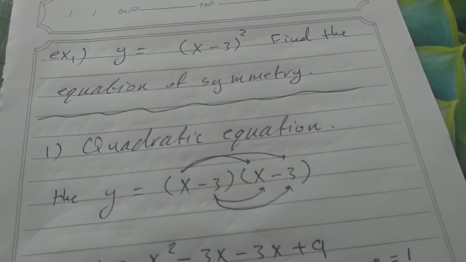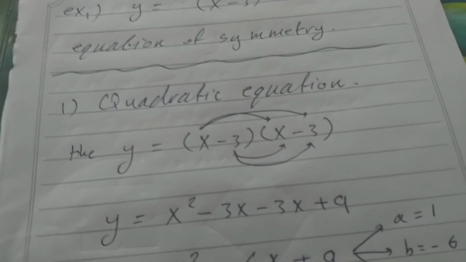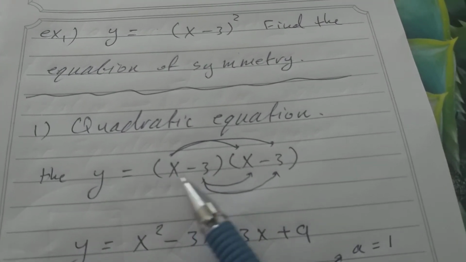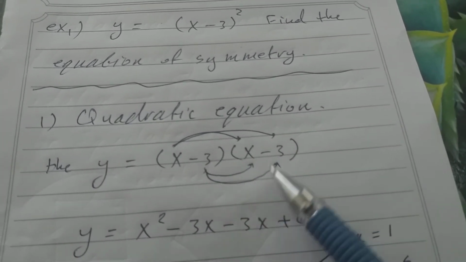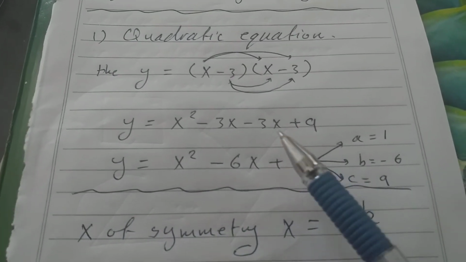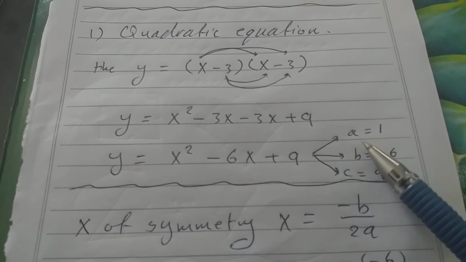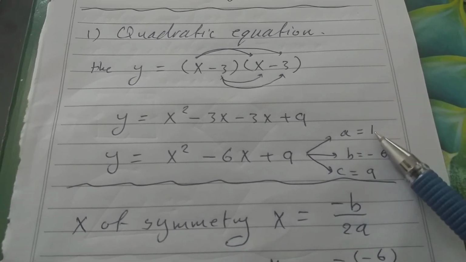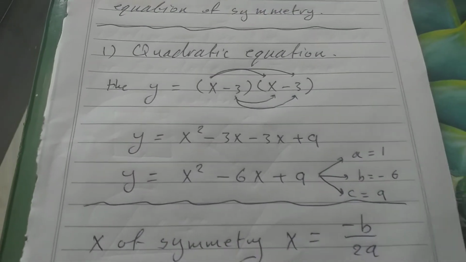First of all, this is a quadratic equation. Then first, I need to expand it using the distributive property. x times x, x squared, x times negative 3, minus 3x, minus 3 times x, minus 3x, minus 3 times minus 3, plus 9. Then we add the like terms: y equals x squared minus 6x plus 9. Then a equals 1. And of course, you should remember what a is. It's the coefficient of x squared.